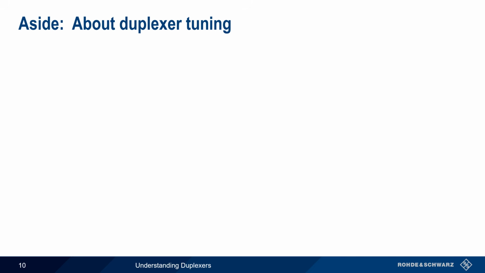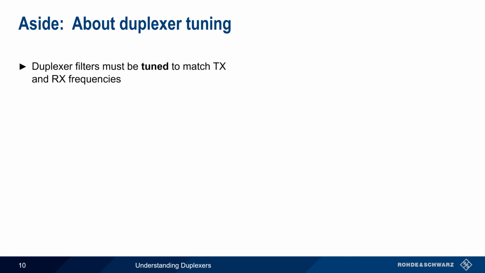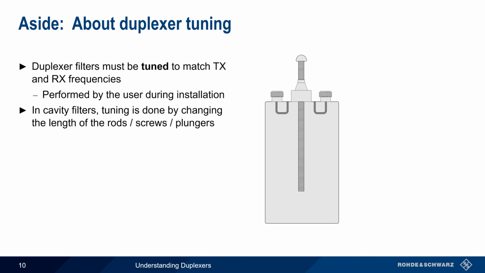Before we move on to measurements, let's take a few moments to talk about duplexer tuning. Duplexer filters, both bandpass and band reject, must be tuned to match the system's transmit and receive frequencies. This is done by the user during installation. For the cavity filters commonly used in duplexers, tuning is most often performed by changing the length of the rod or plunger in the center of the cavity.